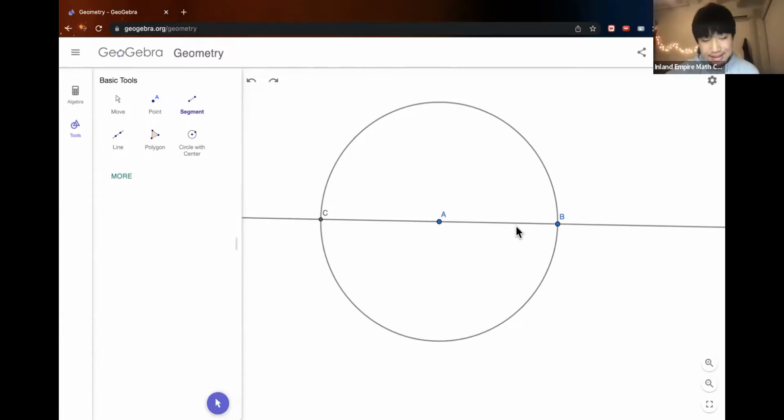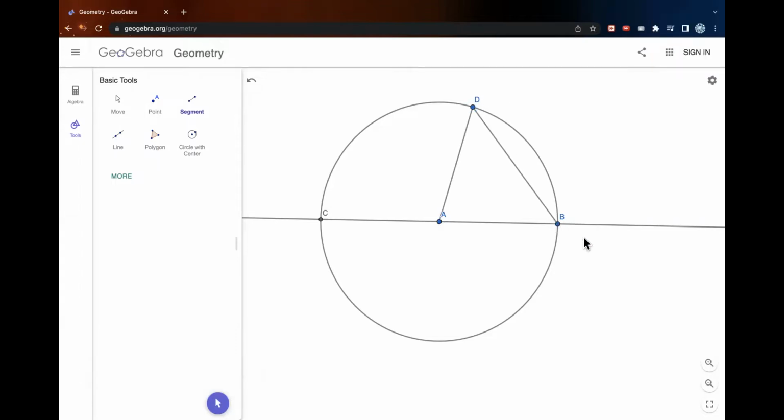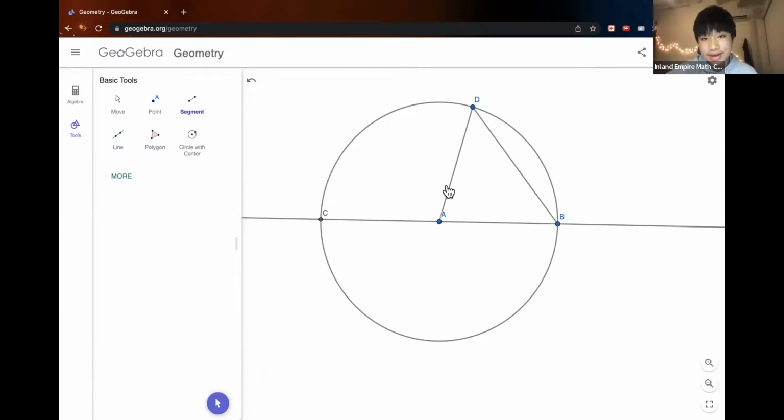Okay, but how about we think about this? An equilateral triangle has three equal sides. But if we draw, say, just a random line here, what can we say about DAB on the definition of a circle? The triangle DAB, this triangle right here.